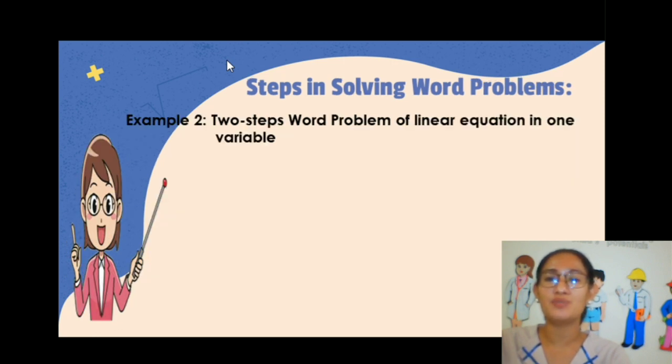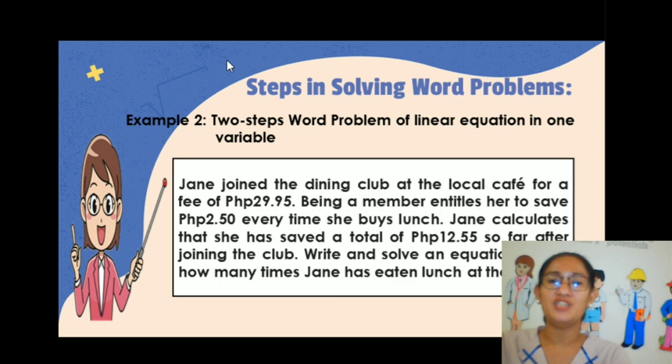Let's have 2-step word problems of linear equations in one variable. Jane joined the dining club at the local cafe for a fee of 29.95 pesos. Being a member entitles her to save 2 pesos and 50 centavos every time she buys lunch. Jane calculates that she has saved a total of 12 pesos and 55 centavos so far after joining the club. Write and solve the equation to find how many times Jane has eaten lunch at the cafe.